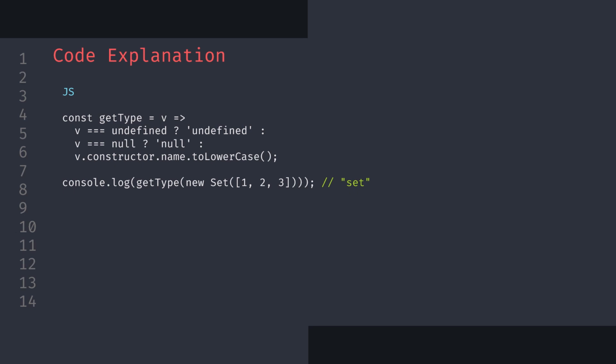We start by checking if the value is undefined or null. These do not have constructors. Then, for everything else, we get the constructor name and convert it into lowercase. This captures types like set, array, and map accurately. It is short, elegant, and effective for nearly every JavaScript value.